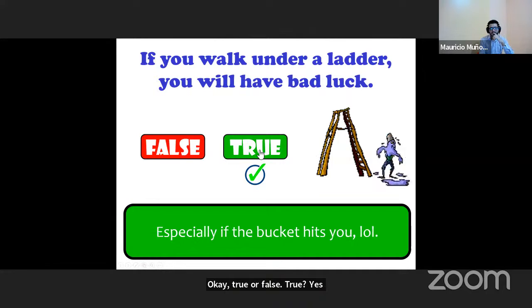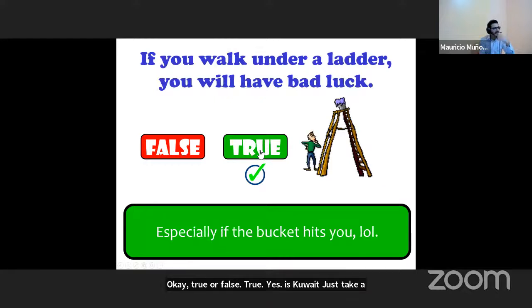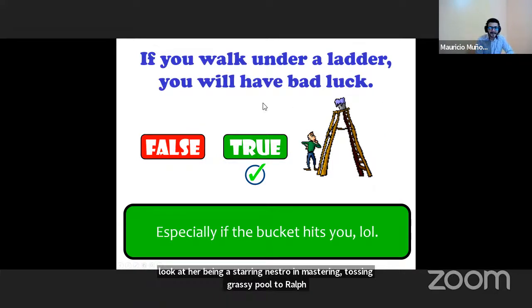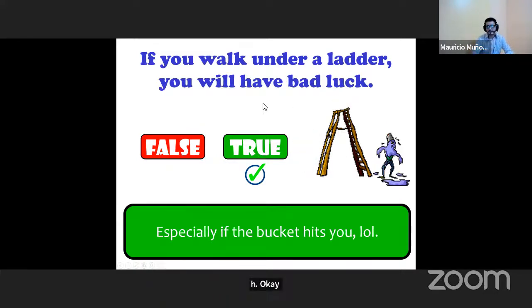Yes, is correct. Esto creo que también está en nuestra idiosincrasia cultural, ¿verdad? Sí. Okay. Sí, también está. Si caminas debajo de una escalera, tendrás mala suerte.